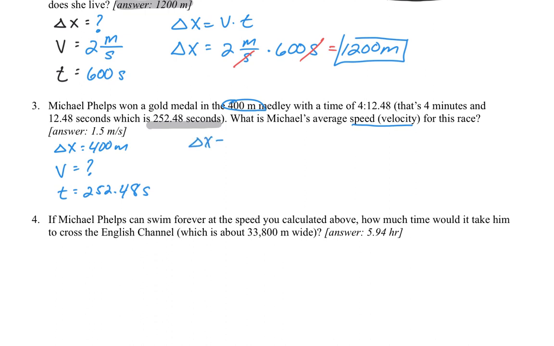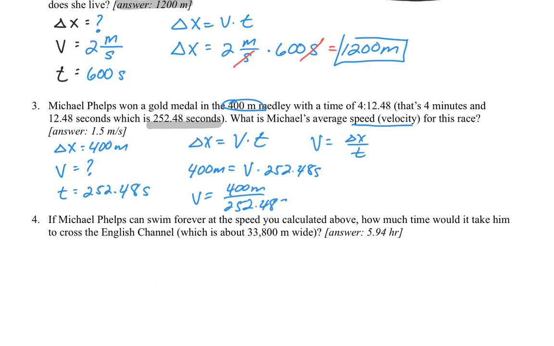So I listed my variables. The next thing I have to do is write my equation. I only know one. Now, we have to solve for velocity. If you wanted to write the equation this way because you were using that triangle, that's fine. I just tend to always use the base equation that I've memorized, and then I plug in what I know. So 400 meters is equal to v times 252.48 seconds. So velocity is 400 meters divided by 252.48 seconds. You can plug that in your calculator.